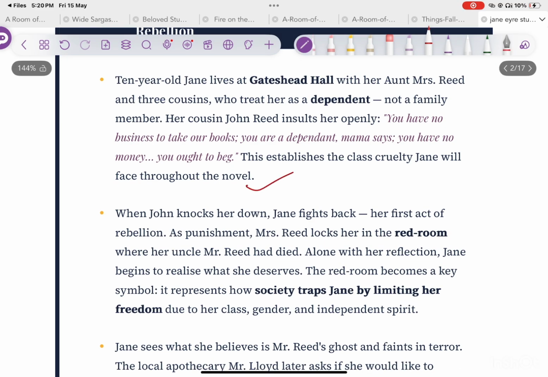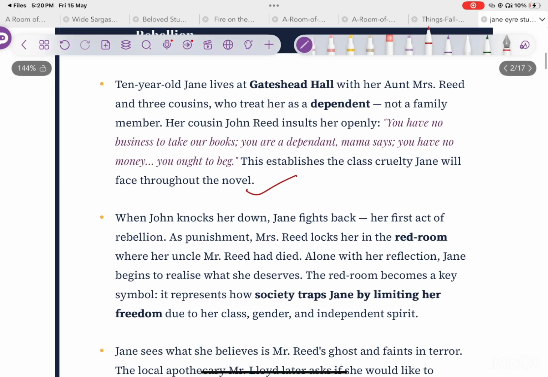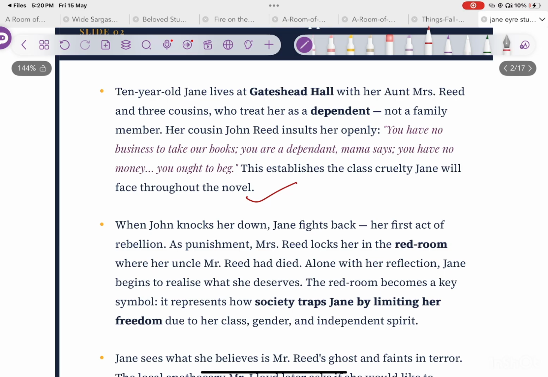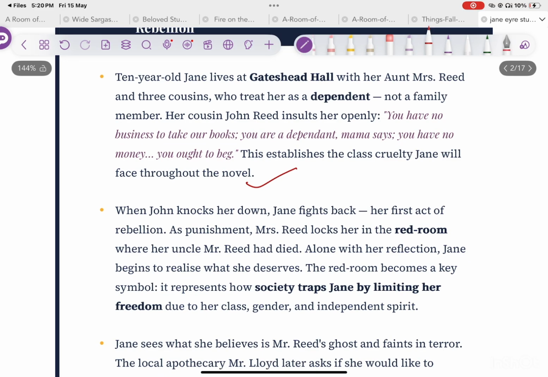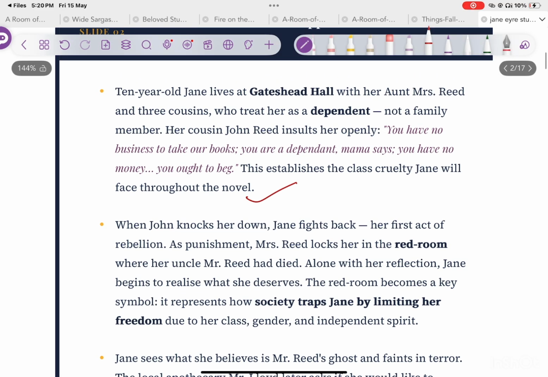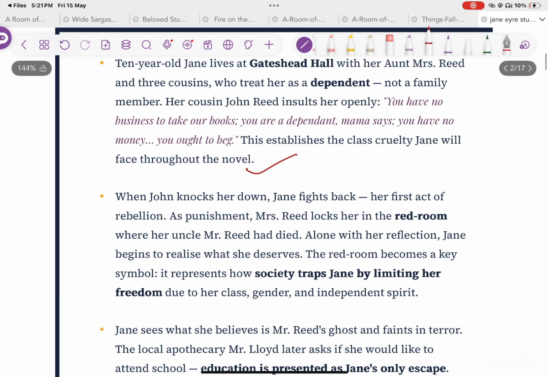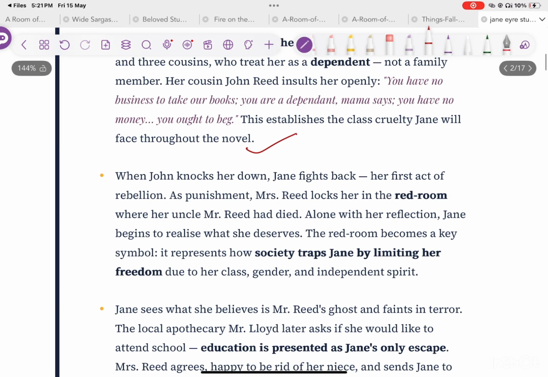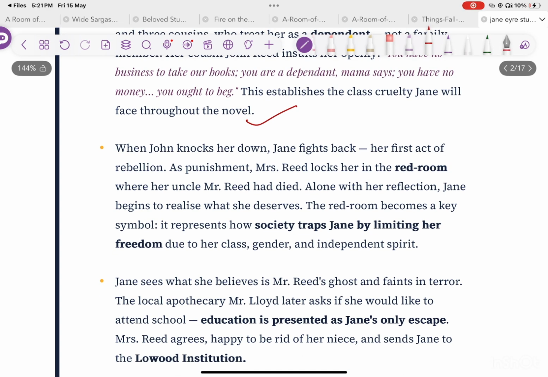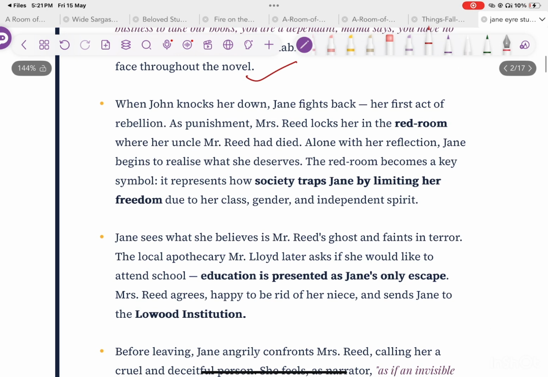So Jane is an orphan. Her father and mother have already died, and Bessie, the household servant, narrates the story of how her father and mother died. When they passed away, she became the property of her aunt, and she is not treated well, and she gets into fights with her cousins like John Reed. John Reed once complained to his mother. When John knocks her down, Jane fights back, her first act of rebellion. As a punishment, Mrs. Reed locks her in the red room.